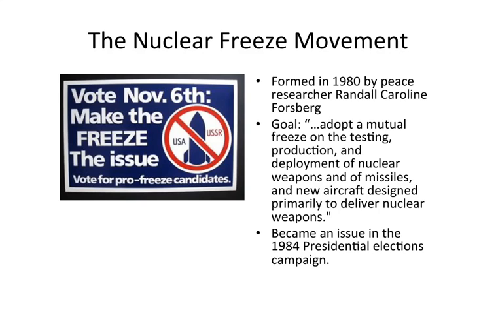It was also briefly a subject in a presidential race, the 1984 race for the Democratic presidential nomination. Local Freeze and other anti-war groups placed the freeze question on a large number of November election ballots, where it passed by overwhelming majorities. So this sign here on this graphic, vote November 6th, make the freeze the issue, was encouraging voters to vote for pro-freeze candidates.